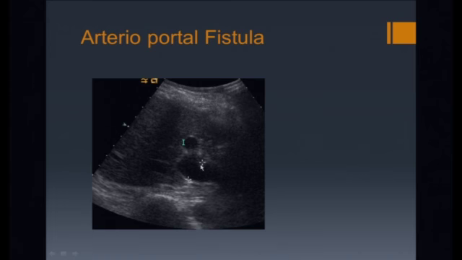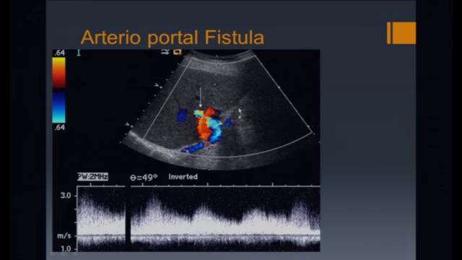On the grayscale image, we see that the portal vein is markedly dilated. This is a case of arterioportal fistula, and the red vessel is actually the hepatic artery, while the blue vessel is the portal vein. What has happened is that the hepatic artery has fistulized into the portal vein, and there is a jet of arterial blood which is running in a retrograde manner down the portal vein.